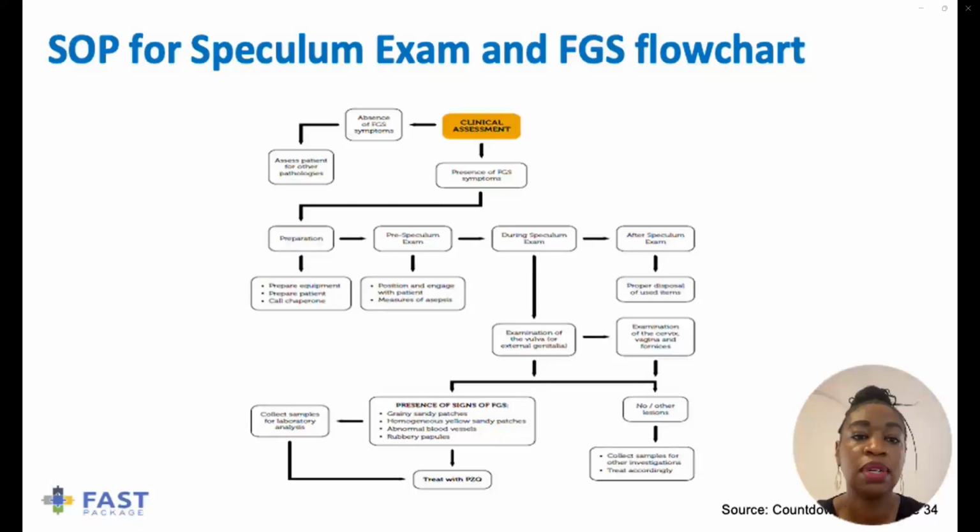But that said, presence of any of these lesions is enough for you to give treatment with praziquantel. But if there are no other signs of FGS, then it is highly likely that there are other disease pathologies, so you need to collect other samples so that they can be investigated accordingly.